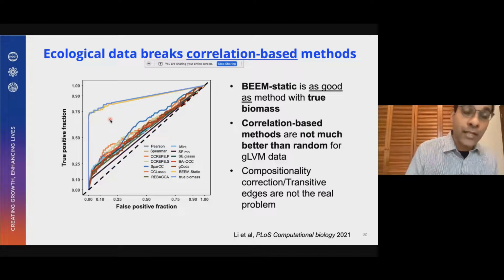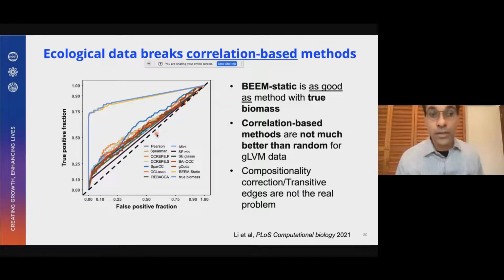Some of them use correlation, like the Pearson and Spearman methods shown here, some of them use a covariance approach to account for the fact that the data is compositional, and some of them use an inverse covariance approach to account for the fact that some of the interactions may not be direct, they might be transitive. So A interacts with B and B interacts with C, but that might falsely let you conclude that A interacts with C. But as it turns out, if the data really comes from a generalized Lotka-Volterra model, then none of these approaches really work, as I can show in this figure based on simulations.